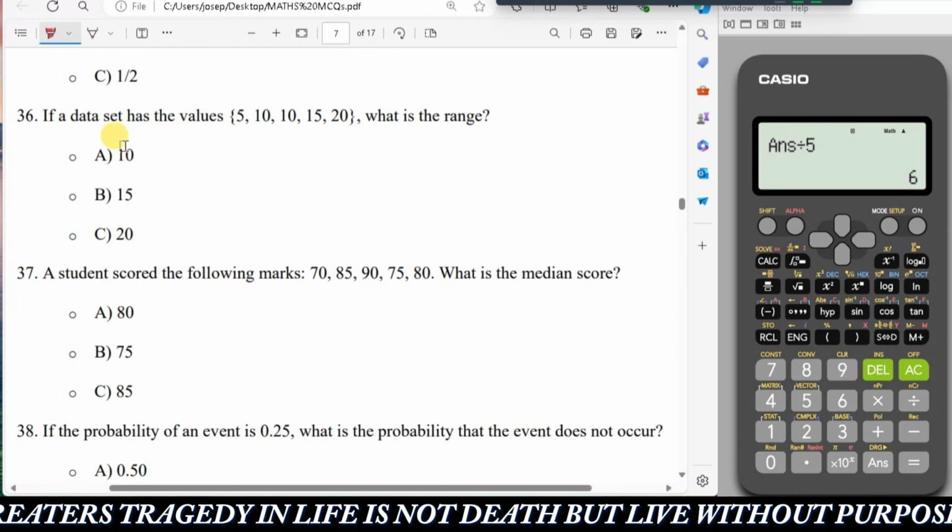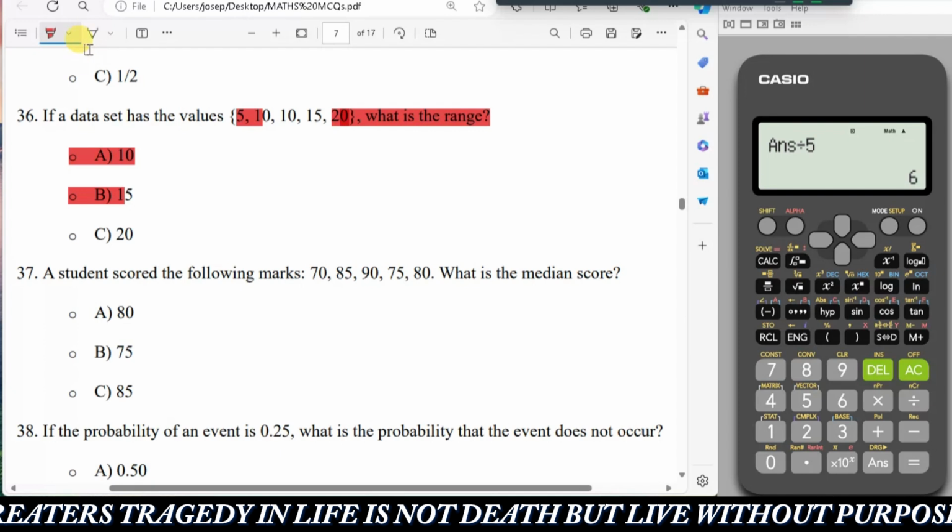Number 36. If a data set has the values 5, 10, 10, 15, 20, what is the range? The range, again, is the highest number minus the least number, or the maximum value minus the minimum value. So in our data set here, the highest or maximum value is 20. And then the minimum is 5. So you pick 20 minus 5.